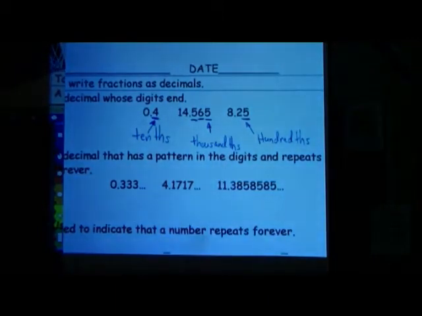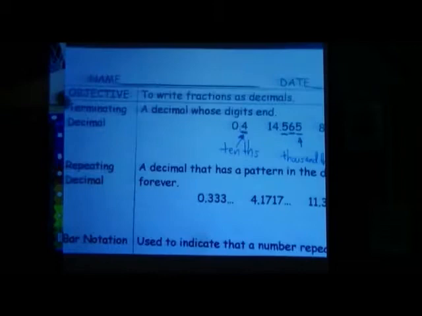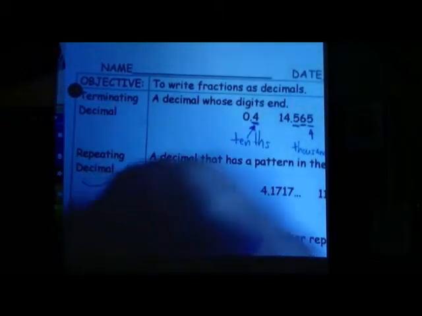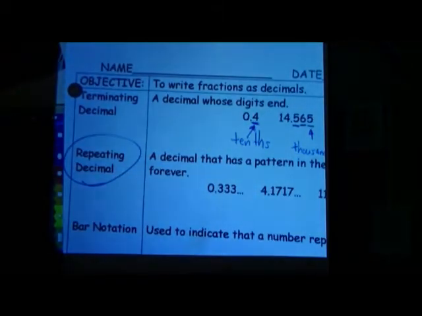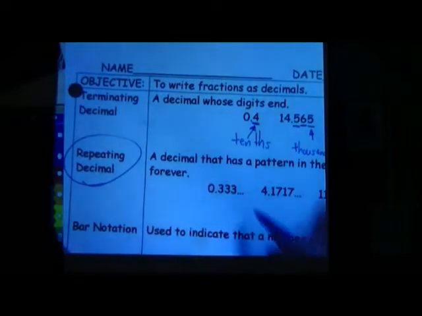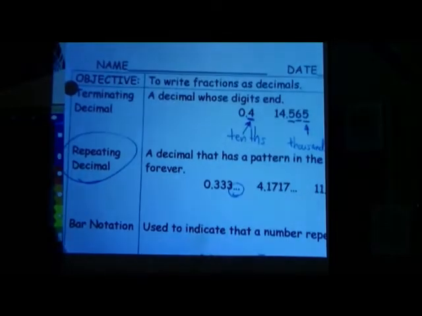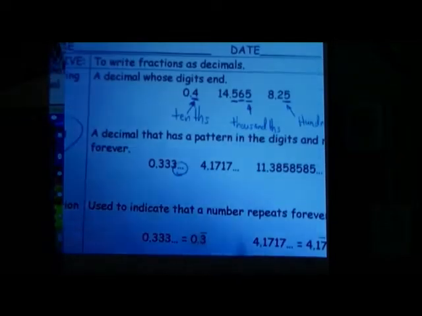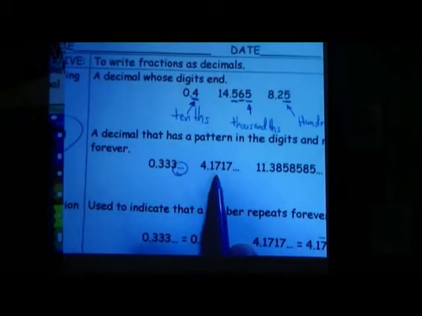Alright? Okay, now let's talk about repeating decimals. A repeating decimal is a decimal that has a pattern in the digits, and it repeats forever. For example, the pattern in this decimal here is just 33333. That's the pattern, and it keeps on going. So that's why there are those 3 little dots right there. In this decimal, 4.1717, the 1 and the 7 are always repeating. That's the pattern that repeats.